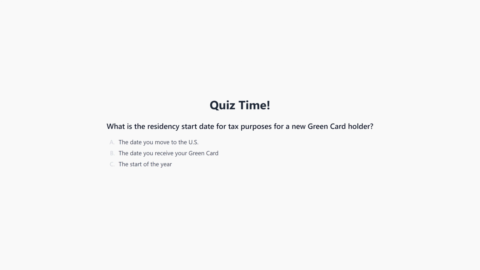It's time for a quick quiz. What is the residency start date for tax purposes for a new green card holder? Is it A, the date you move to the U.S., B, the date you receive your green card, or C, the start of the year? You may pause the video now to think about the answer. We will discuss the answer in the next section of the video.